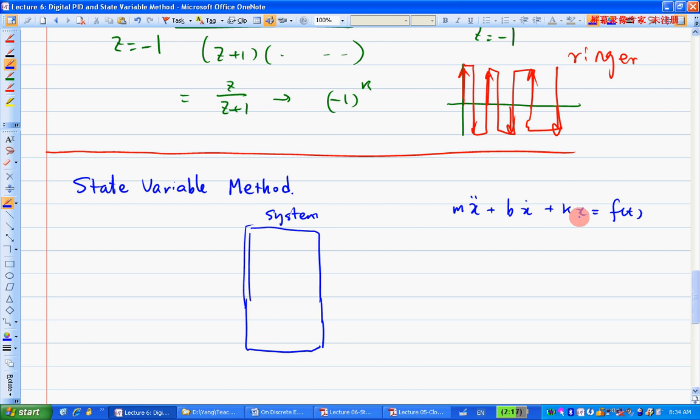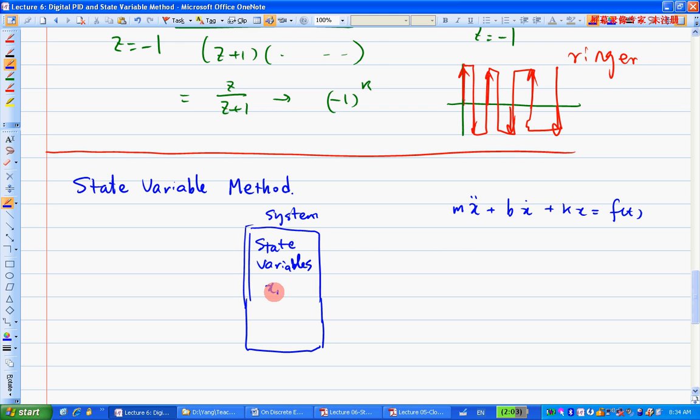What does x mean? x represents the position, x dot represents the velocity, x double dot represents the acceleration. So this is one way of describing the system. Now, the other way of describing the same system is, instead of using x dot and x double dot, you can use a set of state variables to describe this system.